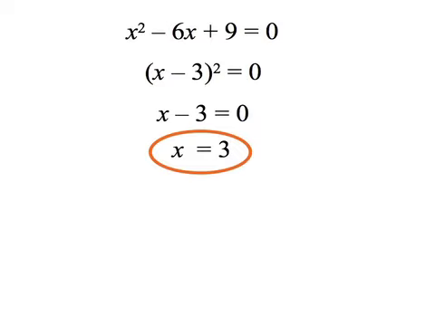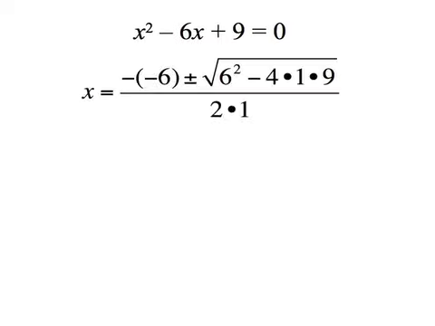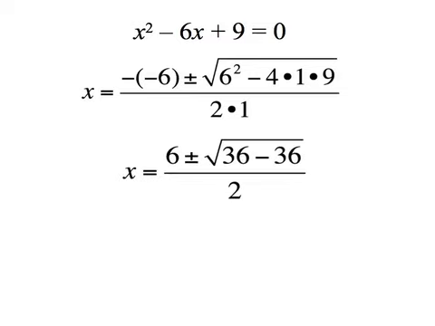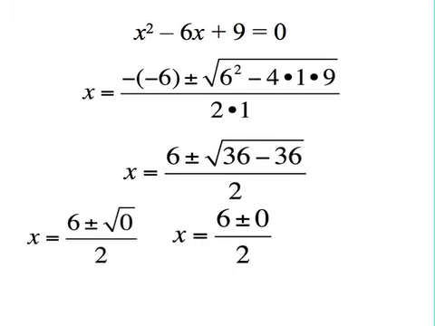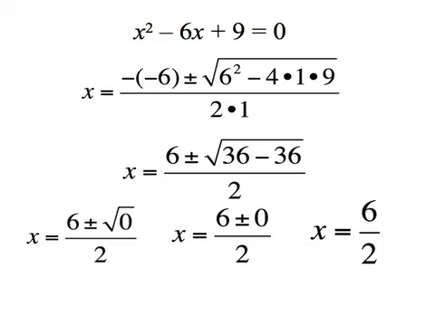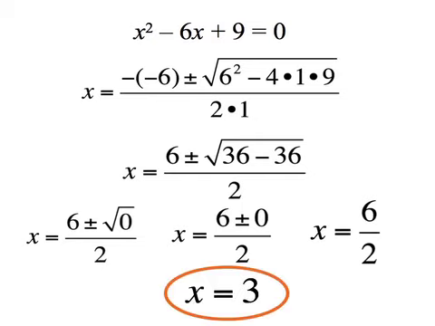If we plug this equation into the quadratic formula, we get this. And after we do some arithmetic, we get that under the radical, it's 36 minus 36, which is 0. And it's because the value under the radical is 0 that we know that there is only one solution. Because 6 plus 0 is 6, and 6 minus 0 is also 6. And 6 divided by 2 is 3. So we've shown both by factoring and with the quadratic formula that there was only one solution to this equation.